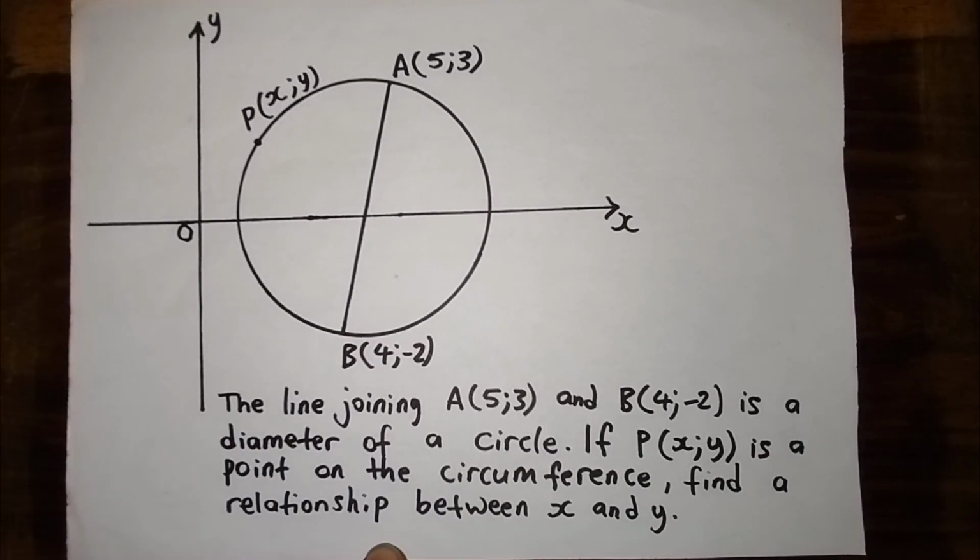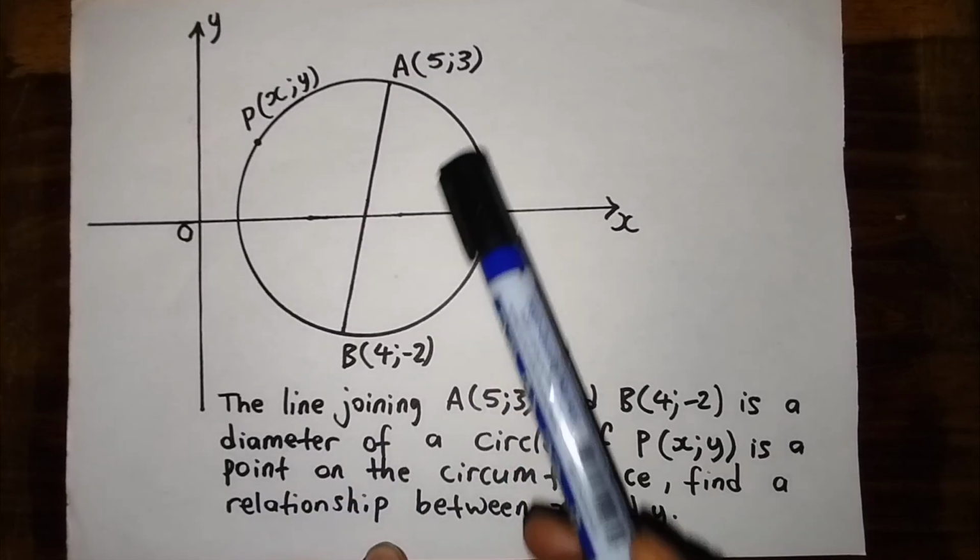I'm going to read the information regarding the question which you want to answer in this video. The line joining A, which has coordinates (5, 3), and B, which has coordinates (4, -2), is a diameter of a circle. If P, which has coordinates (x, y), is a point on the circumference, find a relationship between x and y.